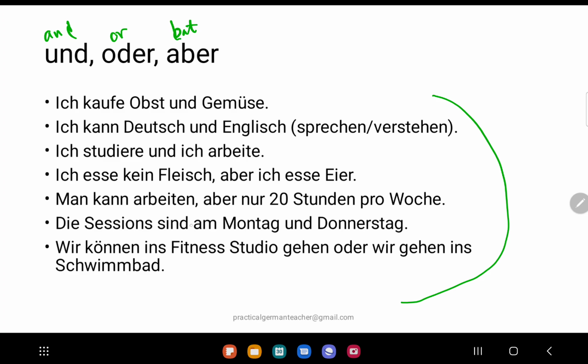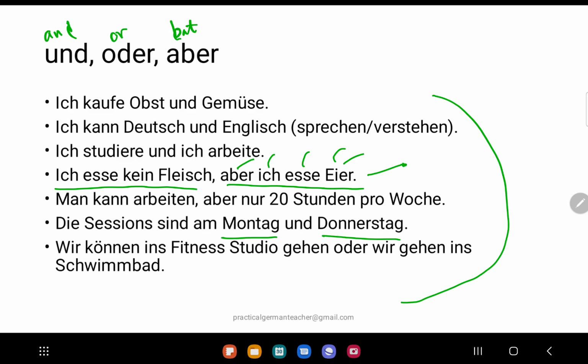For example, the sessions are on Monday and Thursday. Die Sessions sind am Montag und Donnerstag, right? Ich esse kein Fleisch, aber ich esse Eier. Modern day vegetarians, right? I don't eat meat, but I eat eggs. Notice there is no change in the sentence structure, right? So subject first position, verb second position, object third position.